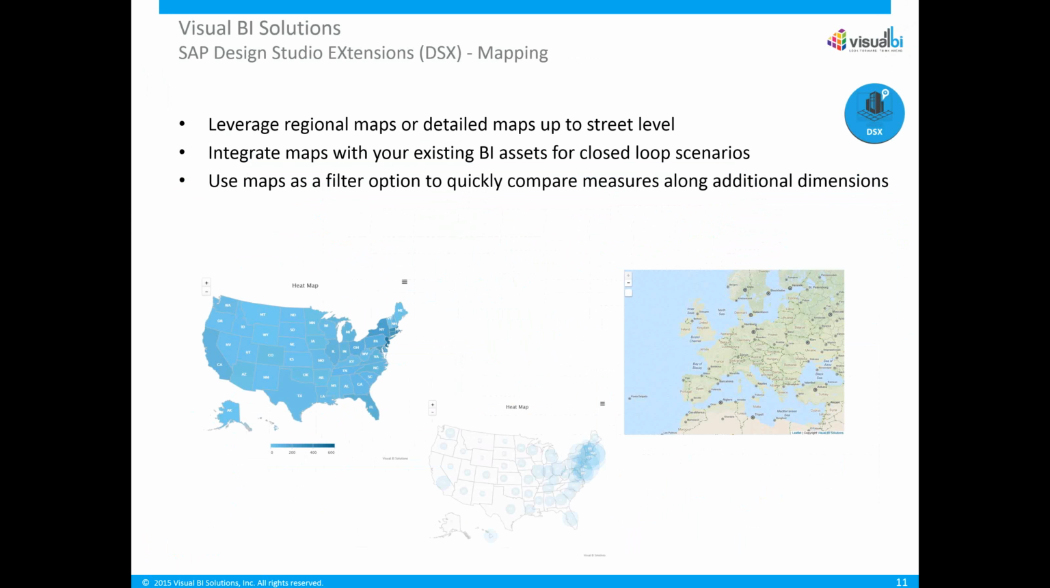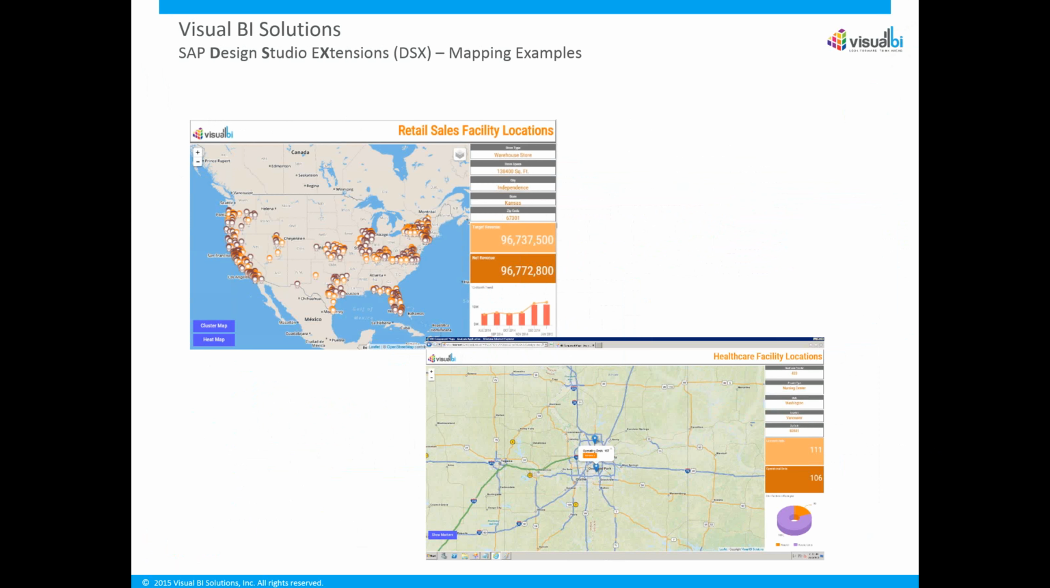But for us, it's important we're not just going to stop at the maps themselves. We want to go to the next step, and that's why we integrated your existing assets, things like allowing you to navigate from a map, for example, to a Web Intelligence report, to a Crystal Report, so that you can actually have a real closed loop scenario.